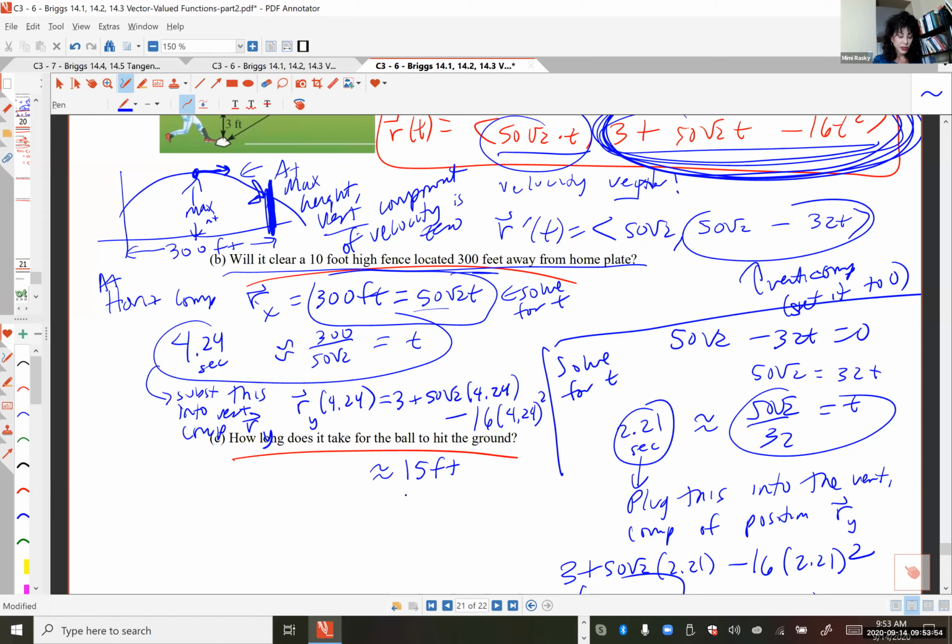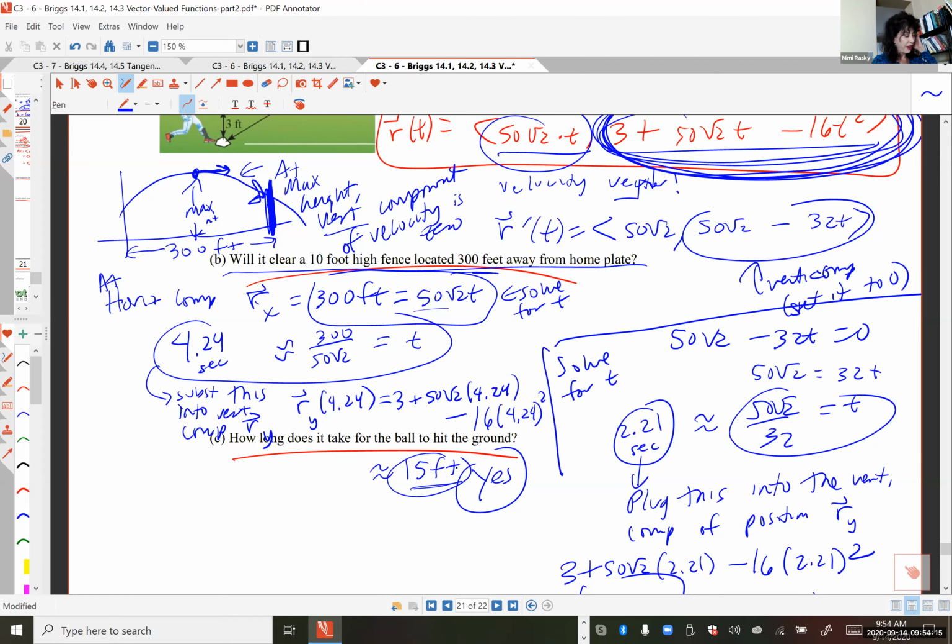So now let's answer the question. I'm still doing part B. Will the ball clear the 10-foot high fence if at 300 feet away the ball is 15 feet high? Yes or no? Yes, it will. In fact, it's got extra room to clear. It's got 5 extra feet. So it clears the fence very easily and makes it past the fence.